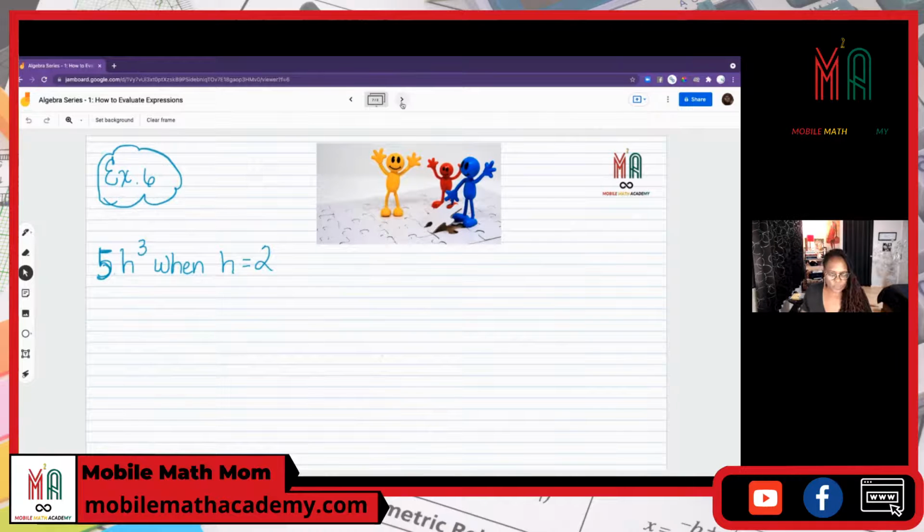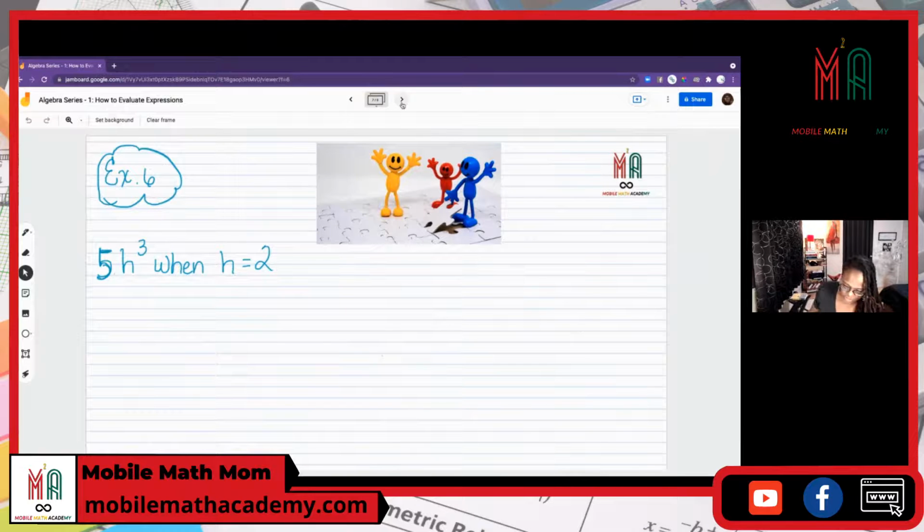I believe this is our last one. All right. Now remember, I said a number and a variable together means multiply. So I have 5h cubed, right? In elementary school or middle school, you would say to the 3rd power. But when you get to high school or get to algebra, you'll generally hear cubed, squared. Cubed or squared. All right. Squared is to the 2nd power. Cubed is to the 3rd power.